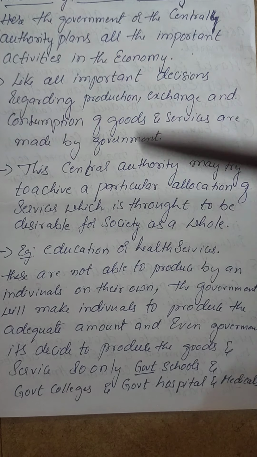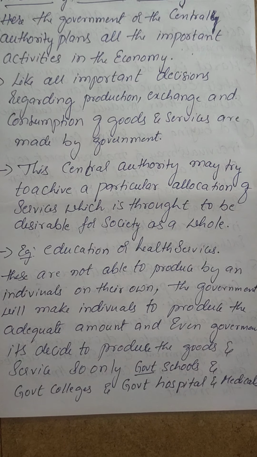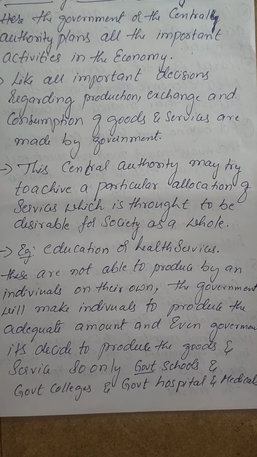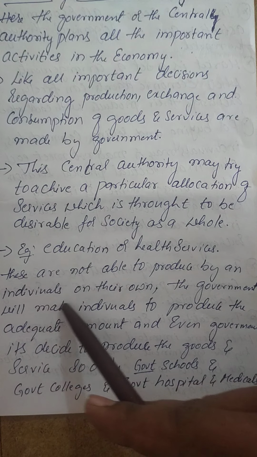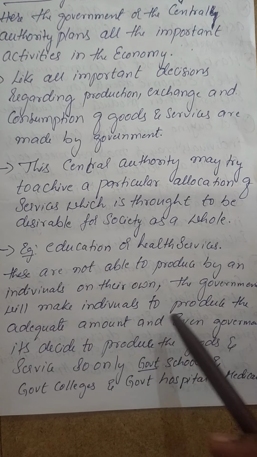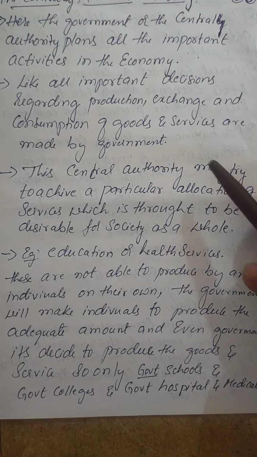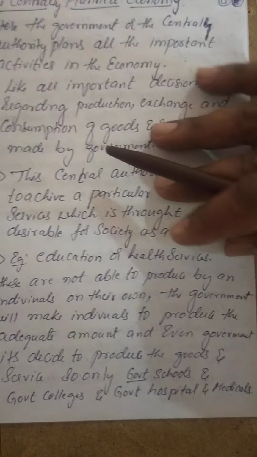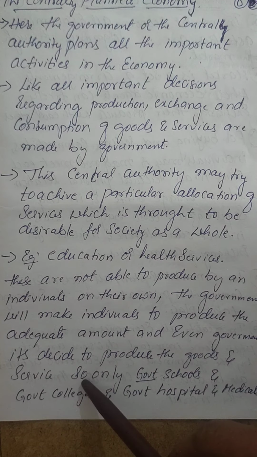That is the reason many government hospitals were started by the government of India. Same thing, medical colleges, government medical colleges, and private colleges, all these things. So for all the individuals, it's not so easy. So the government will make individuals produce the adequate amount. How? Through loans. The government will provide the land, it will provide the loan, so it will make the activity for the process, and it decides to produce the goods and services.